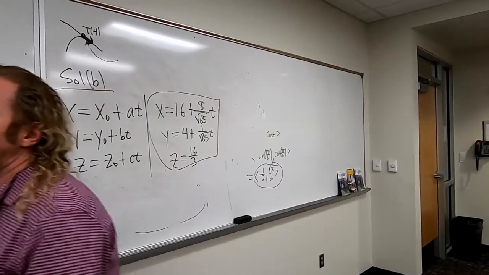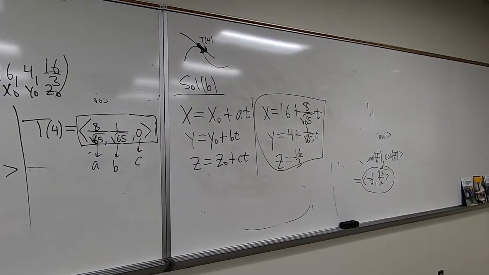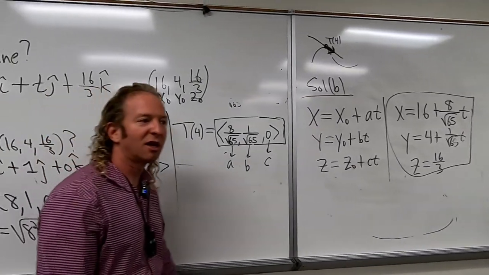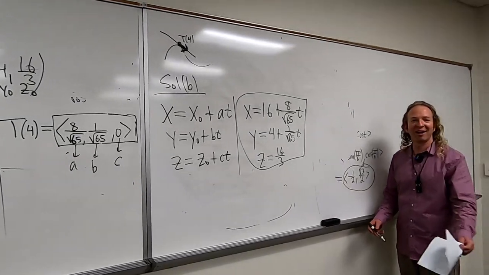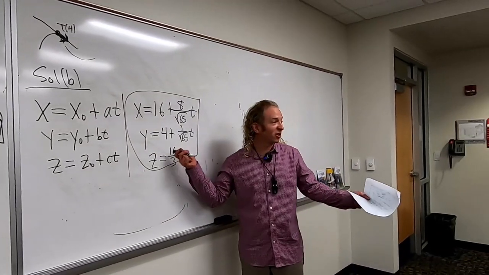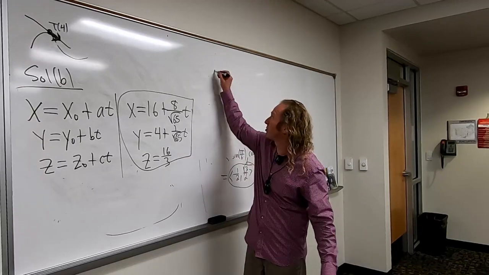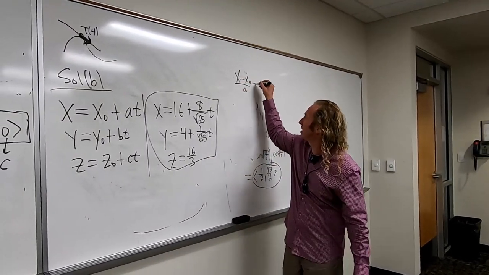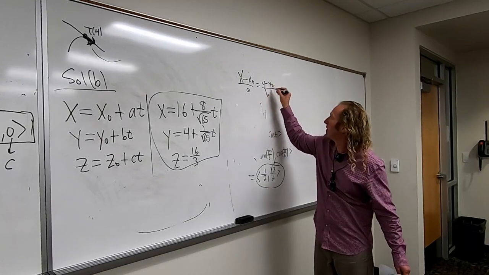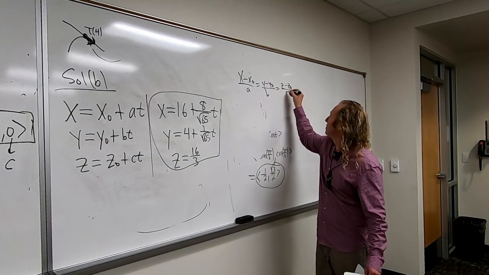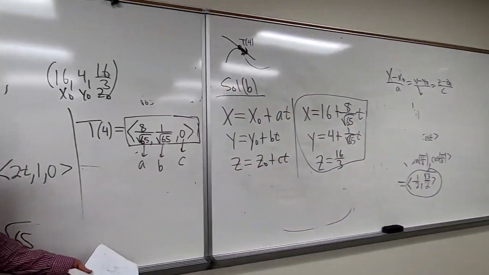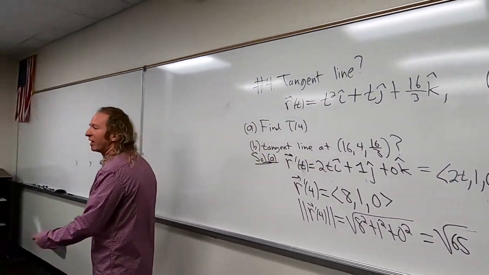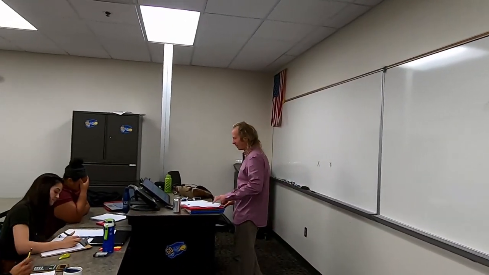Random conceptual question. Would it be possible to find symmetric equations in this case? No. Why? Because there's a 0. Remember, you've got to solve for t. It's impossible, because remember, the symmetric equations are like this. Remember that from the first test? So c is 0, so you can't find them. That's why it doesn't ask for them in the homework. I don't know what their intentions were, but you can't find them. Good. All right, so that was that one.